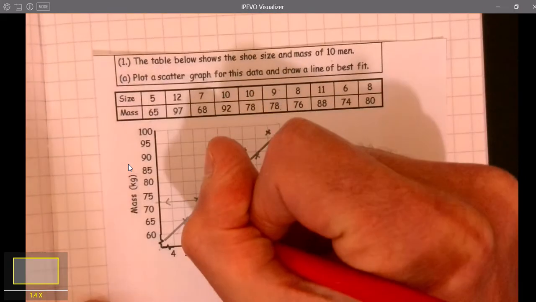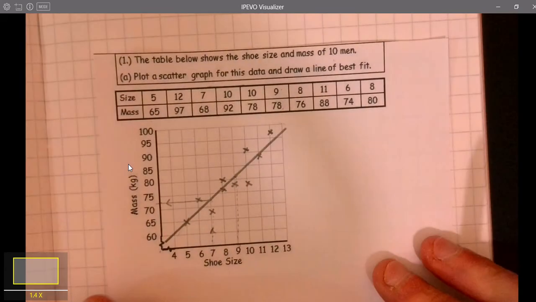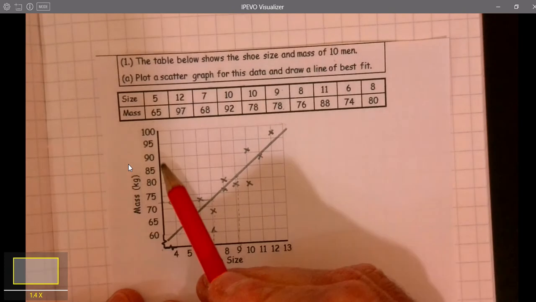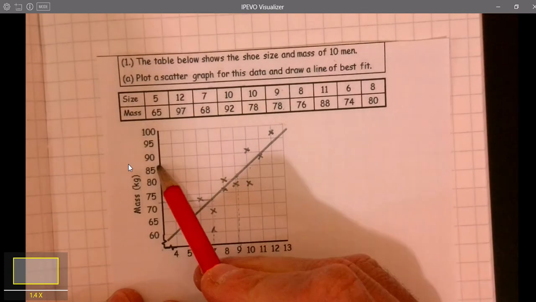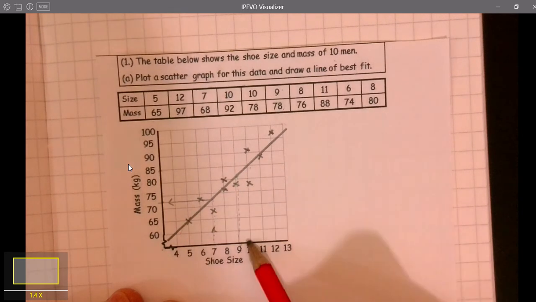You might be asked the other way around. You might say I've got somebody who's got a weight of 85 kilograms, and what's their shoe size? So it might do it the other way around, and then I would just come and read it off backwards.